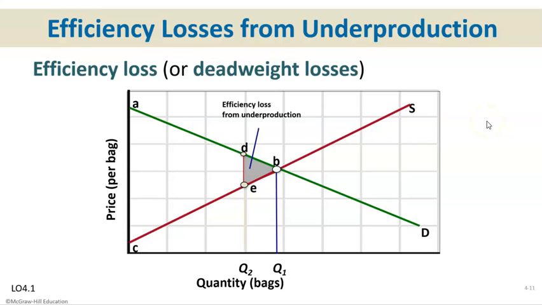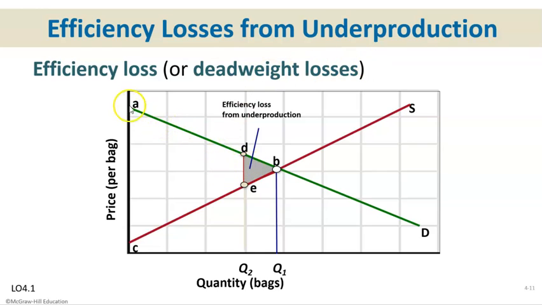Now let's take a look at what the graph looks like if we're not at the most efficient point. So when we move away from the equilibrium point, in this case, we're producing here at Q2, we're producing less than we should. That's called underproduction. We have what's called an efficiency loss. The book also uses the term deadweight loss sometimes. These mean exactly the same thing. An efficiency loss or deadweight loss is just the reduction in total surplus.